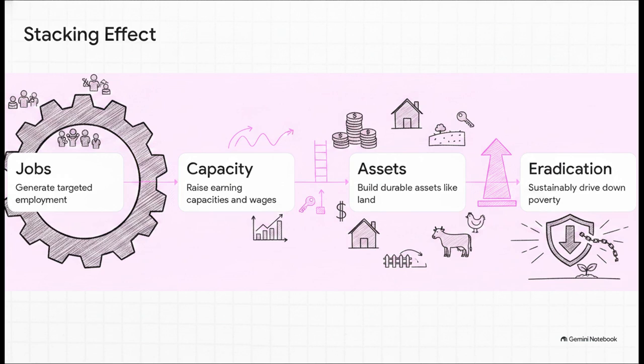Let's move along and see how this builds, because this strategy creates a really fascinating stacking effect. You see, the policy isn't just about step 1, generating jobs. That's literally just the starting line. By generating targeted employment, you move to step 2, which is raising the earning capacities of individuals and naturally increasing the wage rates in those local areas. And when people have higher, sustained wages, we arrive at step 3, which is absolutely critical, building durable assets. We're talking about individuals finally being able to acquire land, secure housing, or maybe purchase livestock. Once a vulnerable family has a durable asset, they suddenly have a financial anchor. And that compounding sequence brings us to step 4, ultimately and sustainably driving down poverty. It is a very calculated chain reaction.